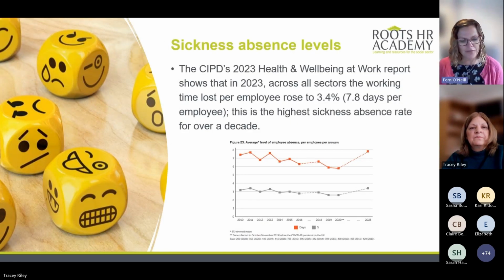The professional body for HR professionals, the CIPD, published their health and wellbeing report in September of last year. This graph shows the increase in days and percentage across all sectors during the last 3 years, which in September 2023 was standing at 7.8 days per employee per year, which was 3.4% working time lost. This is the highest sickness absence rate for over a decade.